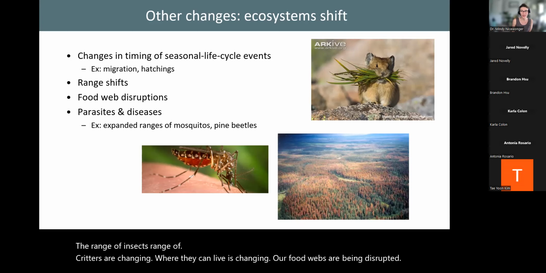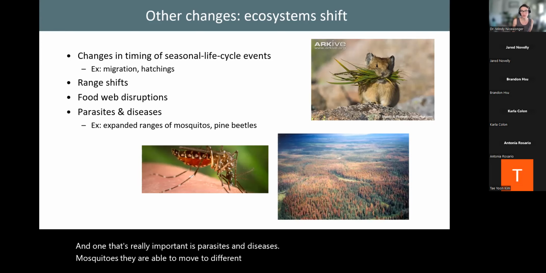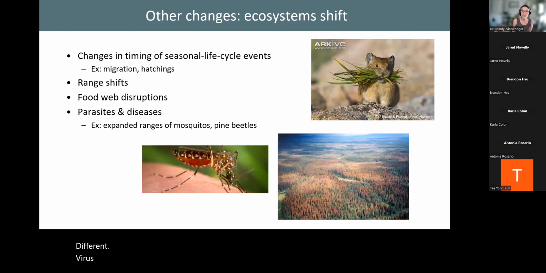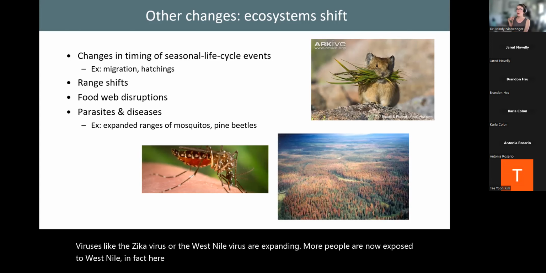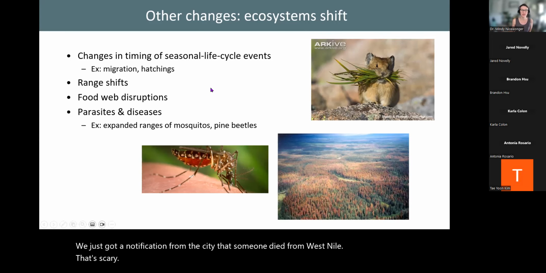And one that's really important is parasites and diseases. Mosquitoes, they are able to move to different places. Their range of where these mosquitoes can exist is changing, which means different viruses like the Zika virus or the West Nile virus are expanding. More people are now exposed to West Nile. In fact, here in my city in Colorado, we just got a notification from the city that someone died from West Nile. That's scary. Okay.